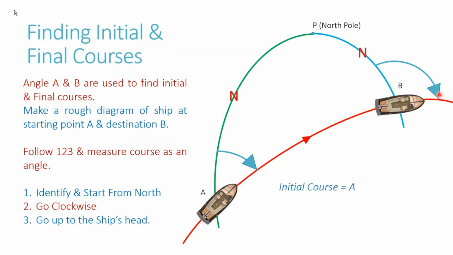Now you can see here in this diagram that our initial course is equal to angle A of the PAB triangle. So fortunately in this case, whatever angle A we obtained by using the cosine formula, same angle converted into 3-figure notation gives us the initial course of the ship on the great circle track from A to B.